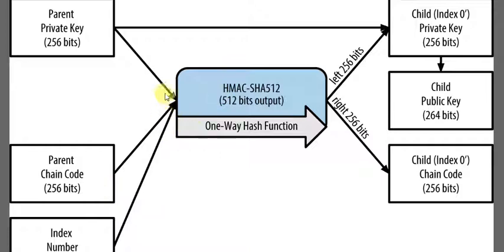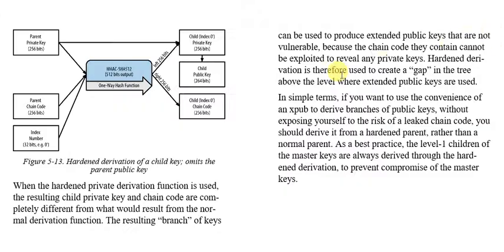When the hardened private derivation function is used, the resulting child private key and chain code are completely different from what would result from the normal derivation function. The resulting branch of keys can be used to produce extended public keys that are not vulnerable, because the chain code they contain cannot be exploited to reveal any private keys.